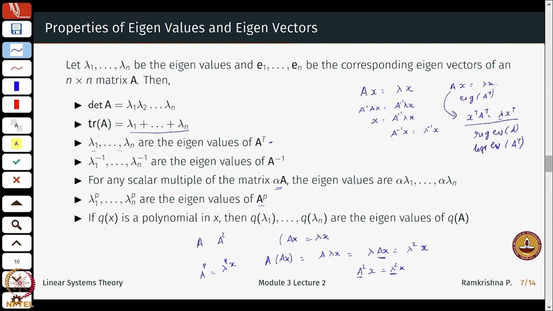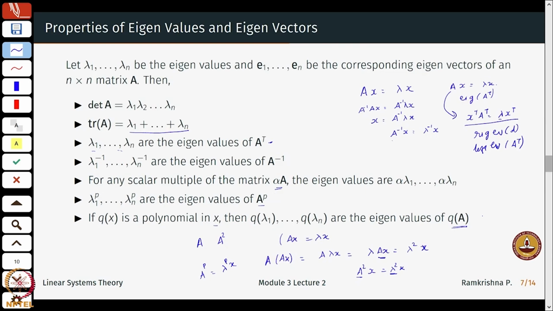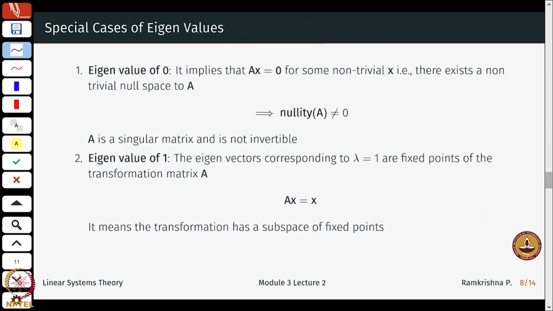Now, lastly, if q of x is a polynomial in x, then q of lambda 1 till q of lambda n are the eigenvalues of q of A, and this can be viewed as some kind of version of, or an application of, the Cayley-Hamilton theorem. Okay. So, some other important things, like really the special cases of eigenvalues.